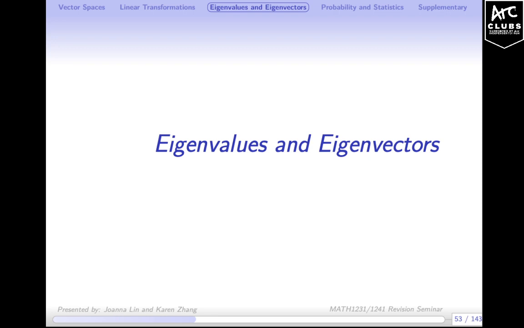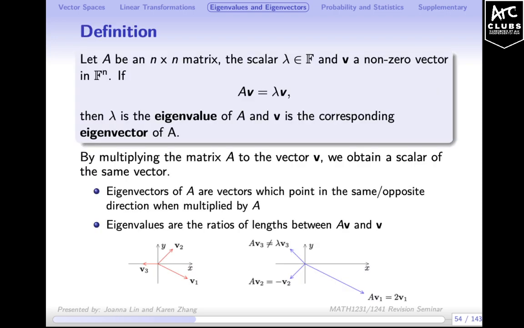Okay, so just in the interest of time, I think we might get started now. So we're starting off with eigenvalues and eigenvectors. First thing you want to do is go through the definition. Let A be an n by n matrix with scalar lambda and V be a non-zero vector in F. If by multiplying the matrix A to the vector V we obtain a scalar multiple of the same vector, then we can say that lambda is an eigenvalue of A and V is a corresponding eigenvector of A.